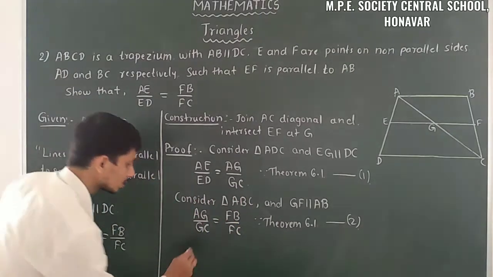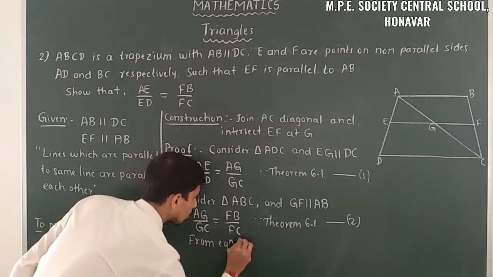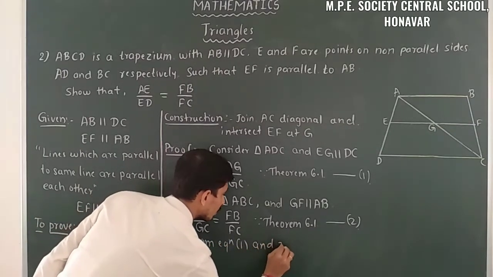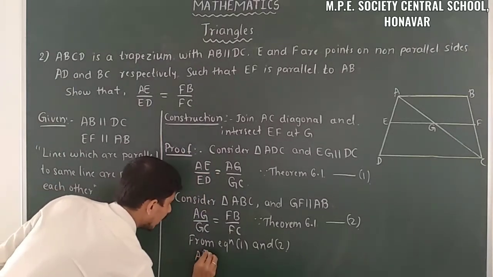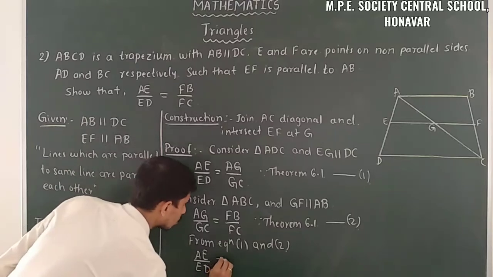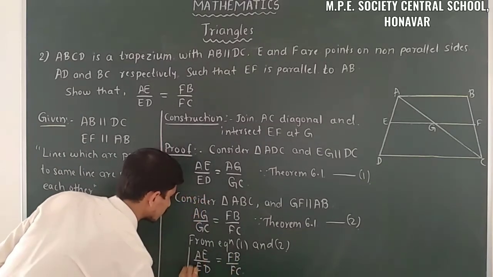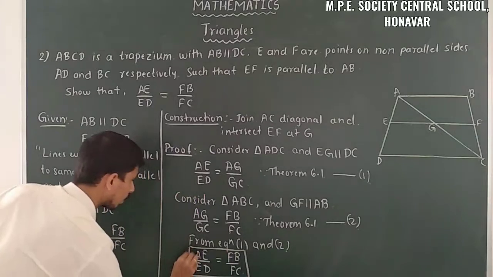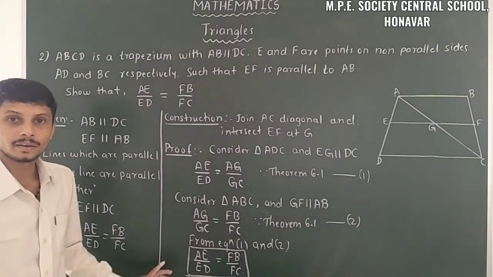So from equation 1 and 2, we can write AE by ED is equal to FB by FC. We have the required proof: AE by ED is equal to FB by FC.